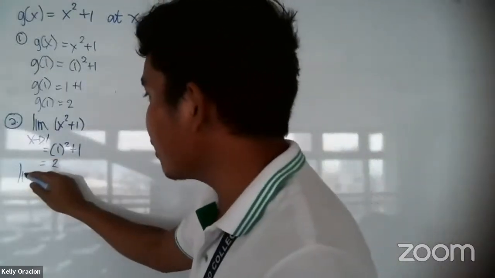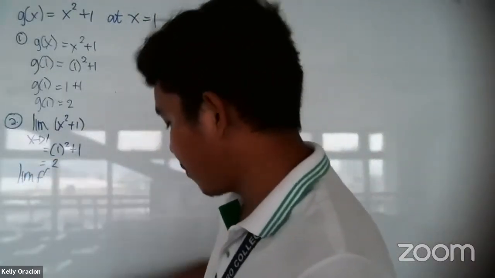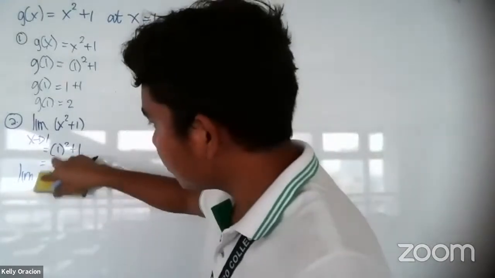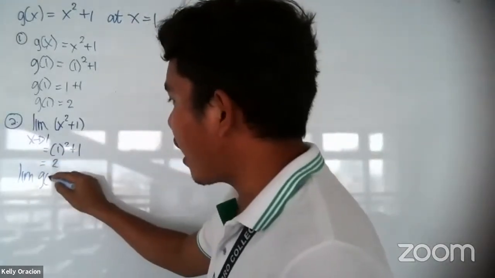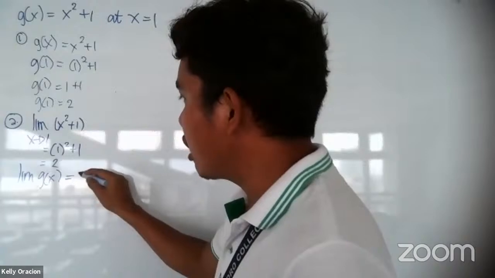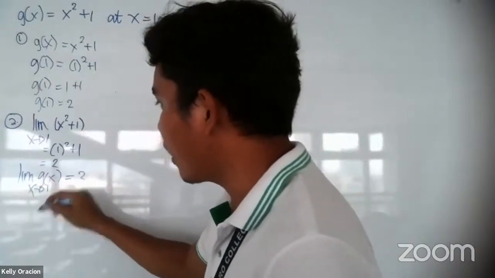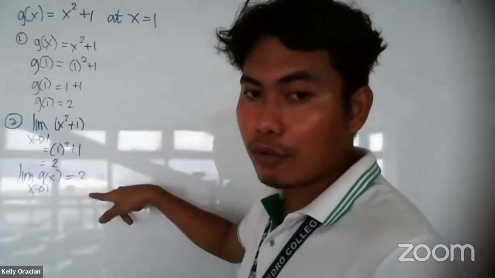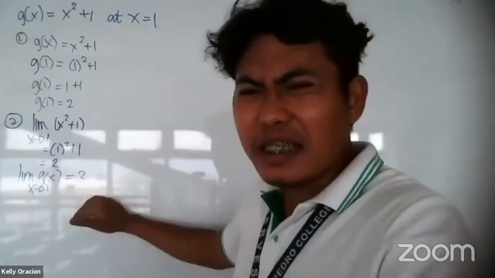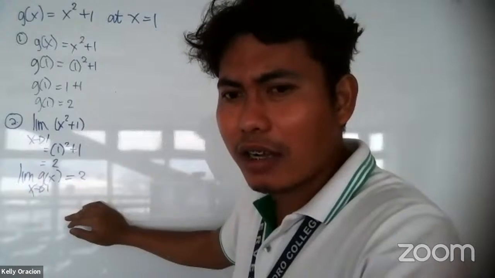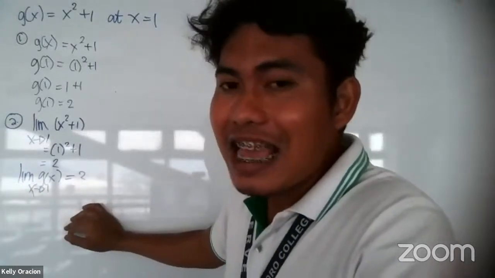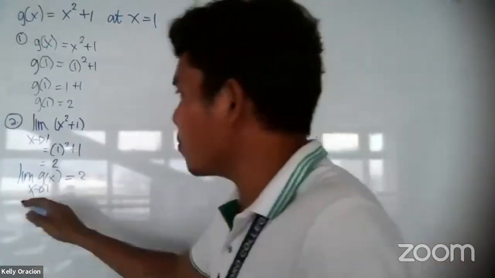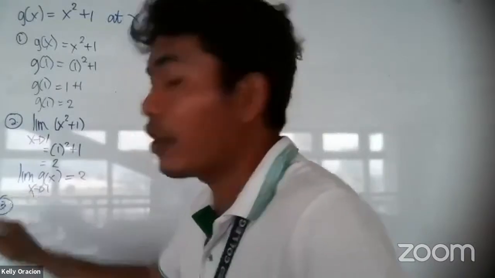The limit of g of x is 2 as x approaches 1. Again, the limit of g of x, which is our function, is equal to 2. So our limit exists. Yes, the limit exists, so let's proceed to our third condition.